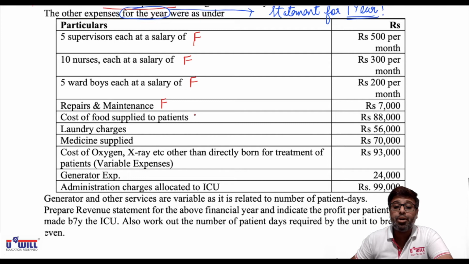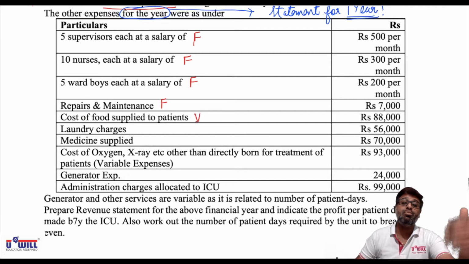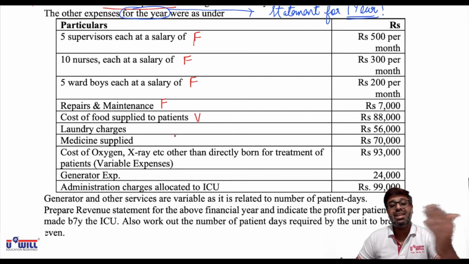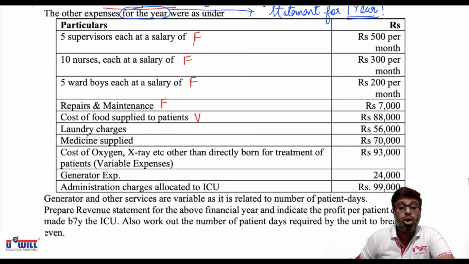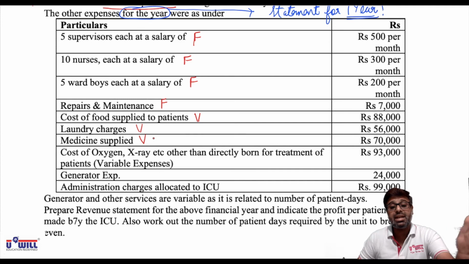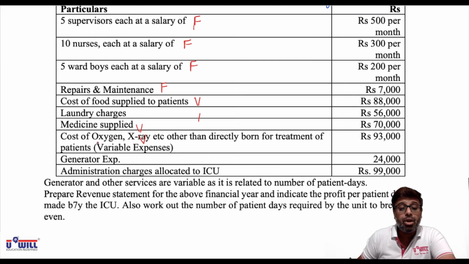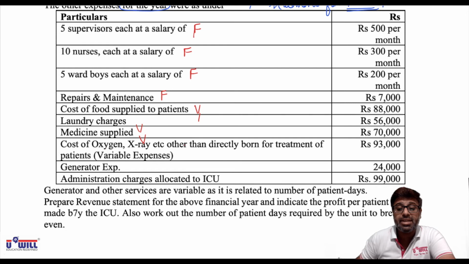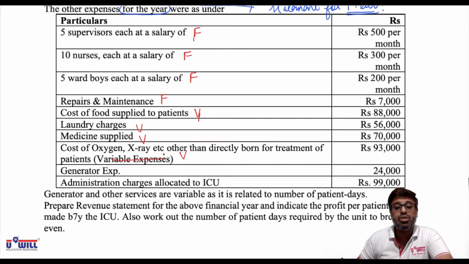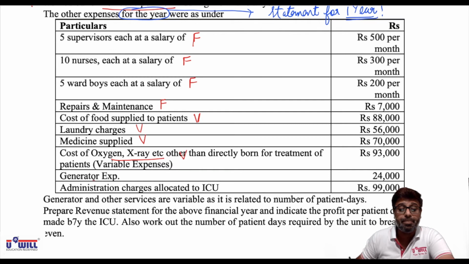Cost of food supplied to patients is variable. More patients, more food will be supplied. Less patients, less food will be supplied. Laundry charges is variable. More patients, more cleaning, more laundry. Less patients, less cleaning, less laundry. Medicines supplied purely variable. Only if patients are there, then the medicines are to be supplied. Cost of oxygen, X-ray, etc. other than directly borne for treatment of patients, clearly given in bracket variable expense. Otherwise also oxygen, etc. depends on the number of patients, so it's always variable.